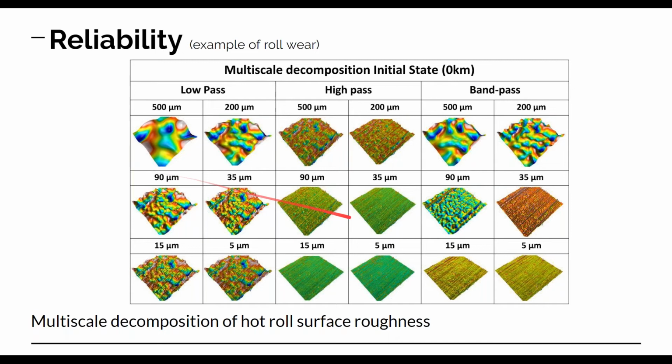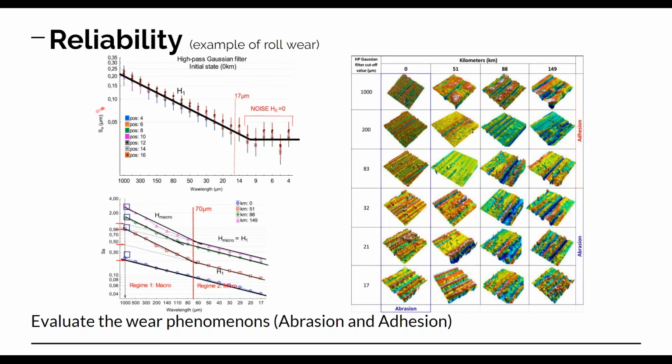Now we can have a look at the Sa parameter, which is a very good parameter and was well classified with our methodology. For each scale, each wavelength of the filter, we can see there is a good correlation. After that, there is no more correlation. This is due to noise in the measurement. So we don't use scales smaller than 17 micron.